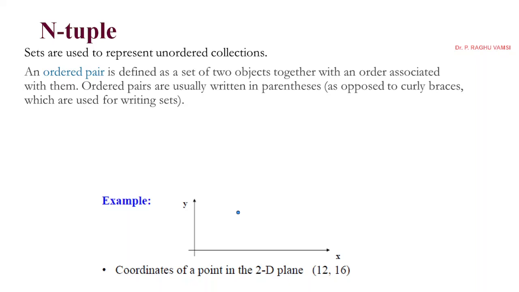So this type of data is said to be the ordered set, you can say. So here is an example given below. Coordinates of the point in the two-dimensional plane is (12, 16). Okay. So this is what they call the representation of the n tuple.